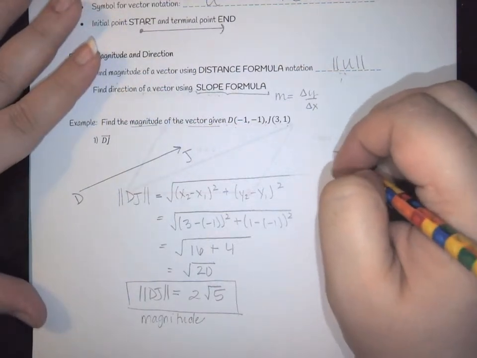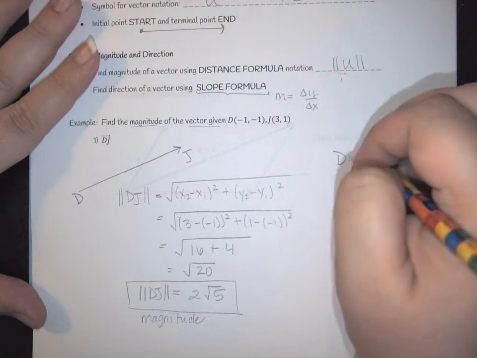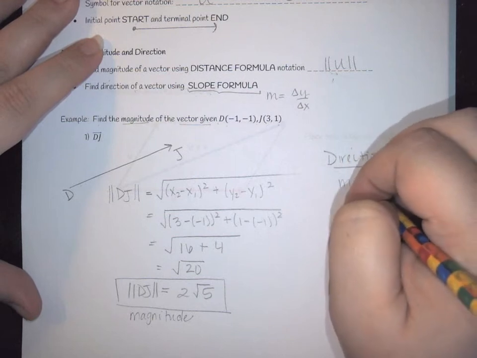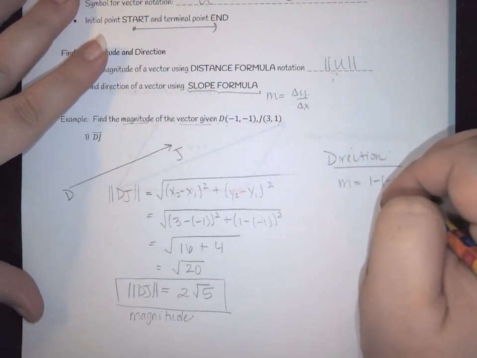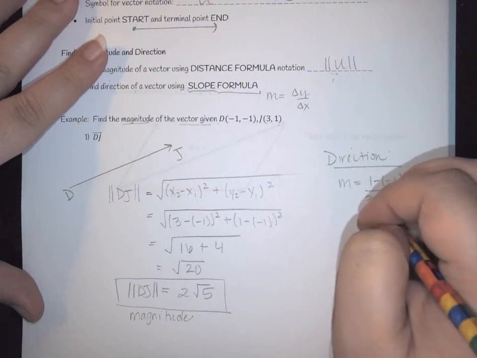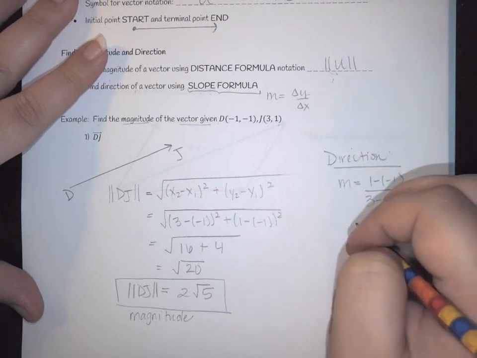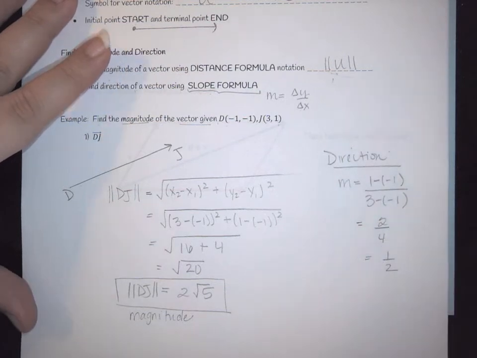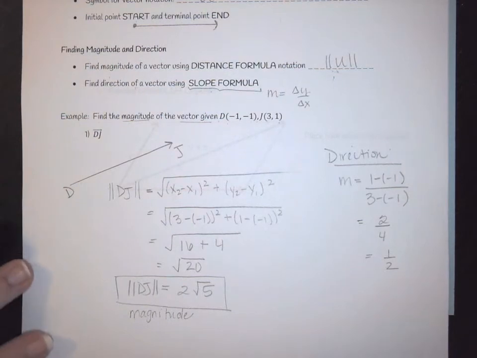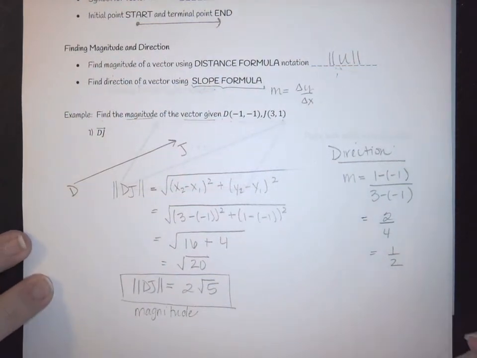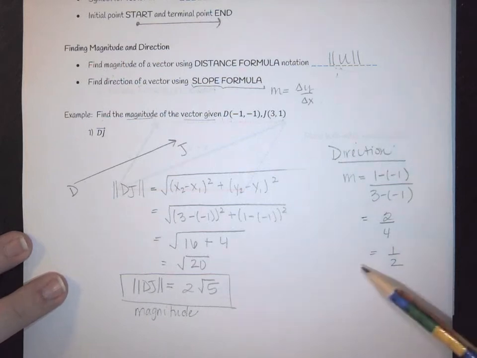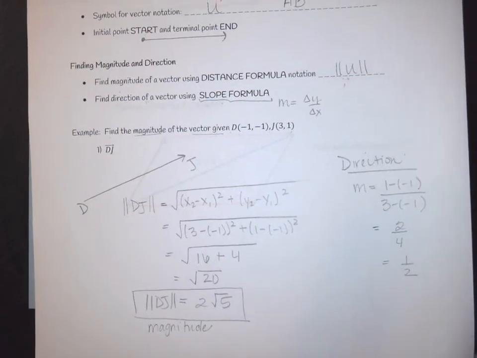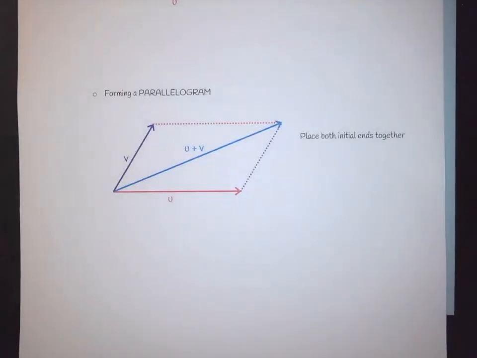Now I have to find my direction. To do that, I'm going to use my slope formula. So here my m is going to equal 1 minus the negative 1 all over 3 minus a negative 1, which is going to be 2 over 4, which equals 1/2. So essentially we have the magnitude of 2 square roots of 5, and our direction is 1/2. Now with this, we can do what's called vector addition.